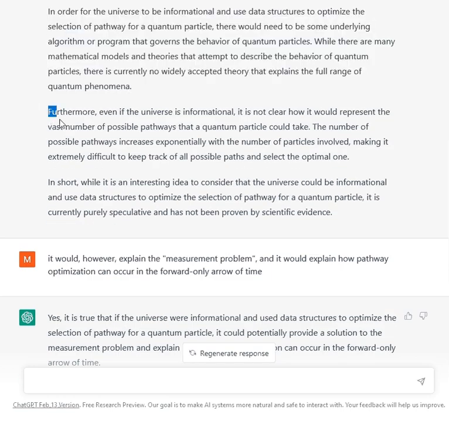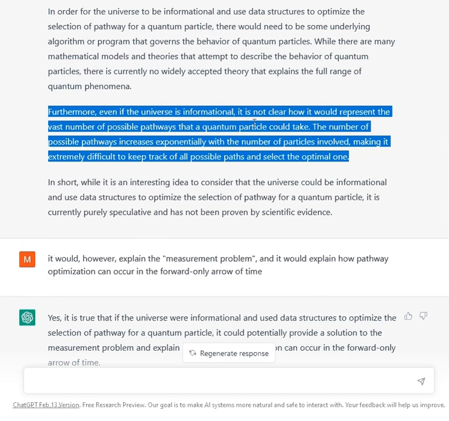Furthermore, even if the universe is informational, it is not clear how it would represent the vast number of possible pathways that a quantum particle could take. The number of possible pathways increases exponentially with the number of particles involved, making it extremely difficult to keep track of all possible paths and select the optimal one.